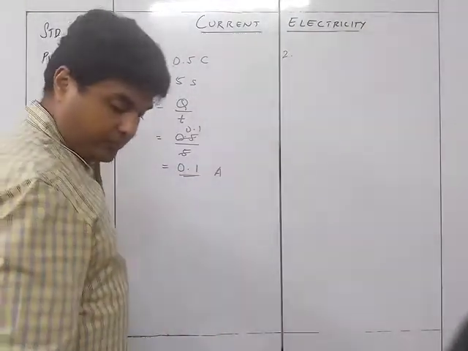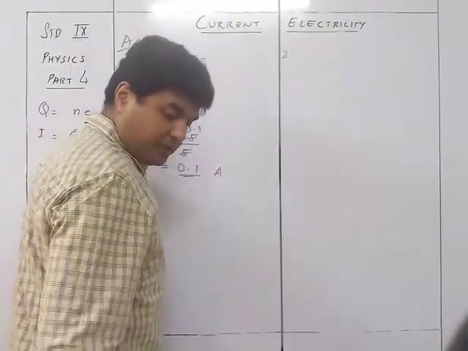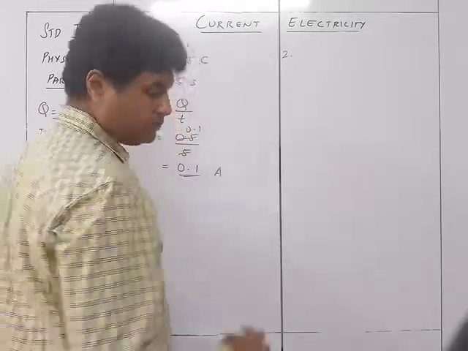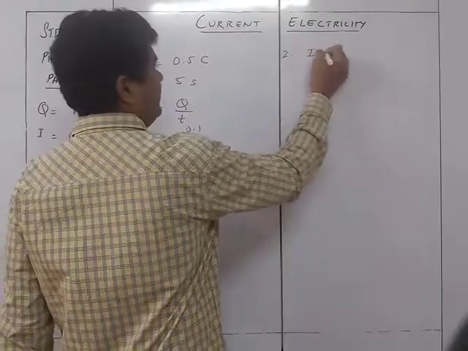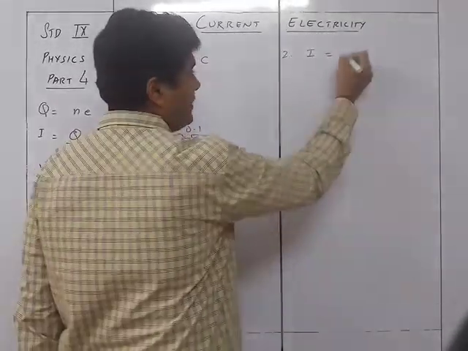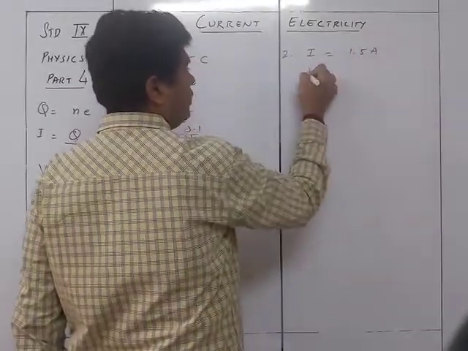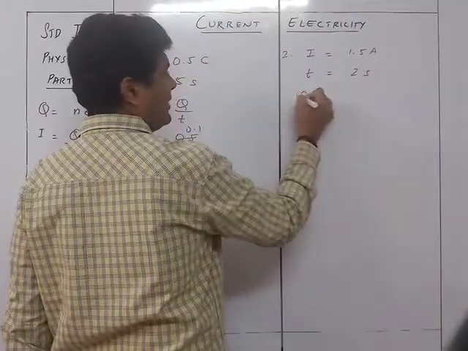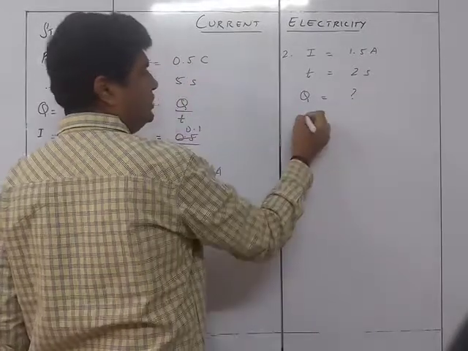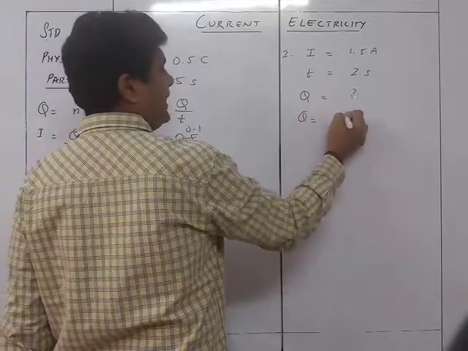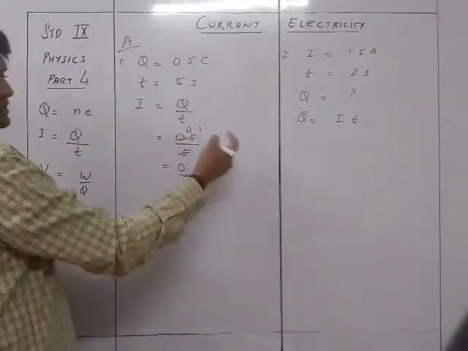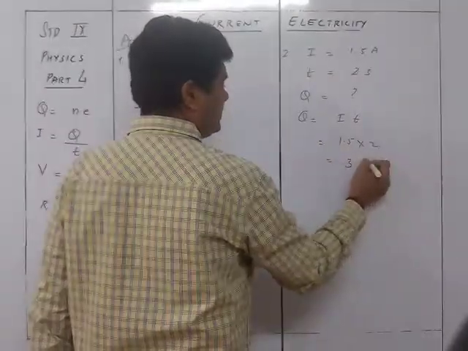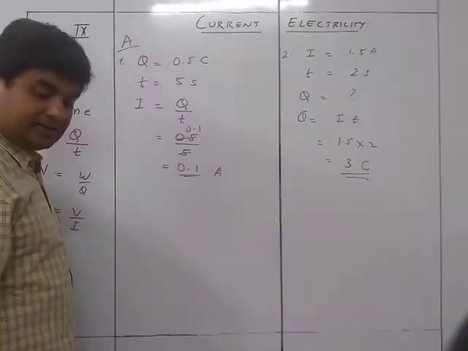Sum number 2. A current of 1.5 ampere flows through a conductor for 2 seconds, and the amount of charge we have to find out. So I is given as 1.5 ampere flowing through it for 2 seconds. We need to find out Q. So Q is question mark. We know that Q = I into T based on this formula itself. So I into T, 1.5 into 2 is equal to 3 coulomb. So the answer is 3 coulomb.